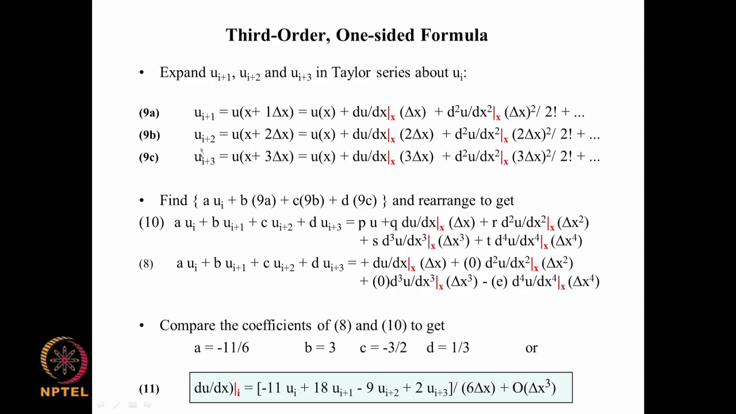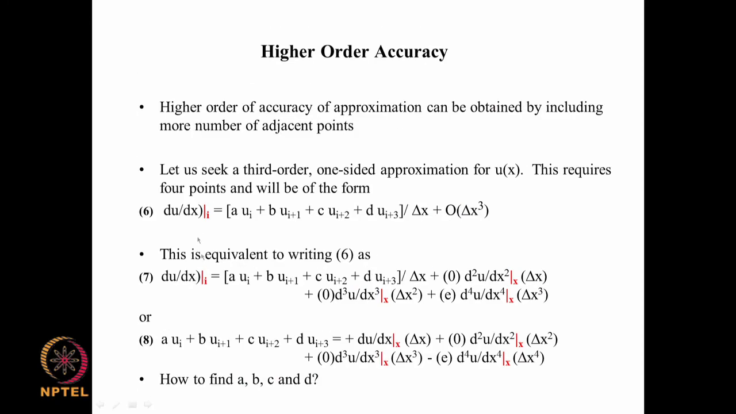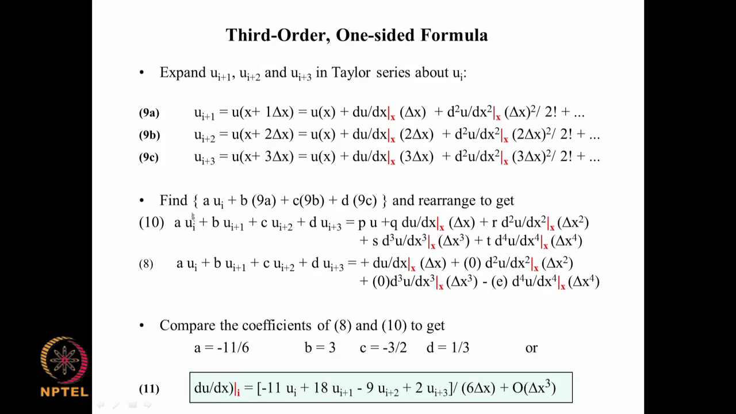So now we have these approximations, and we replace these things in the previous equation here. So we evaluate this term a u_i plus b u_{i+1} like that. So we multiply this whole thing by b, and then this whole thing by c, and this whole thing by d, and then take the sum of all these things, and this will be given finally in this particular form. This will be p u_i plus q times du/dx times delta x plus r times d²u/dx² times delta x whole squared.